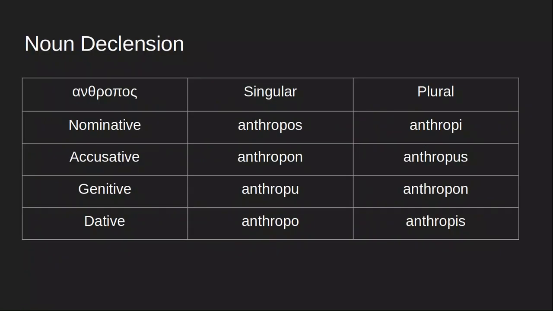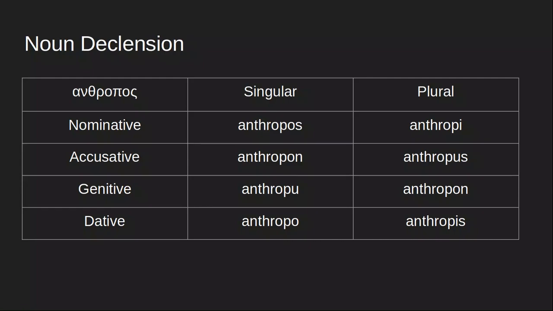So if verbs conjugate to change, nouns decline, and we call these noun declensions. So here we have an example of the noun anthropos, and we can see it there in the Greek script, and the way it declines or changes based upon its use. So in the nominative singular, it's anthropos, but in the nominative plural, it's anthropi. This is really common amongst a variety of languages, particularly Indo-European ones.